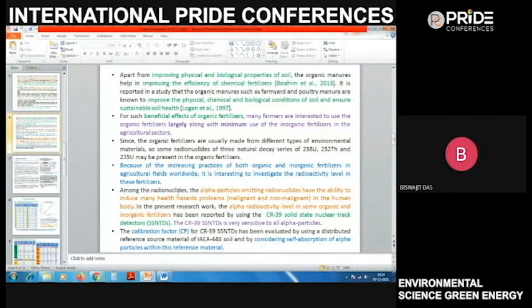Among the radionuclides present in our environment, alpha particle emitting radionuclides have the ability to induce many health hazardous problems, either malignant or non-malignant or both, in the human body. In the present work, the alpha radioactive level in some organic and inorganic fertilizers has been studied using CR39 solid state nuclear track detectors. These detectors are alpha sensitive.